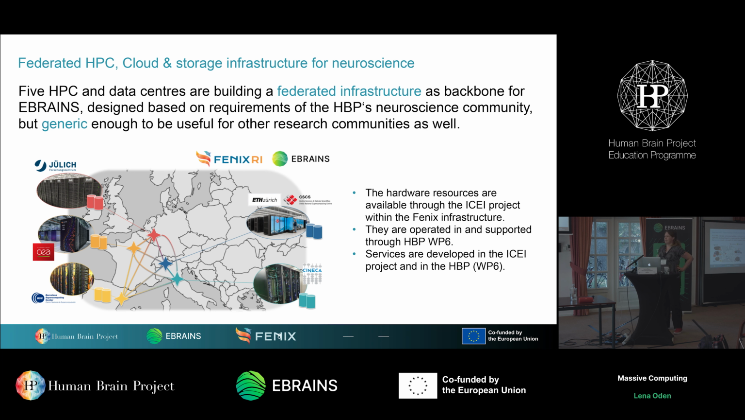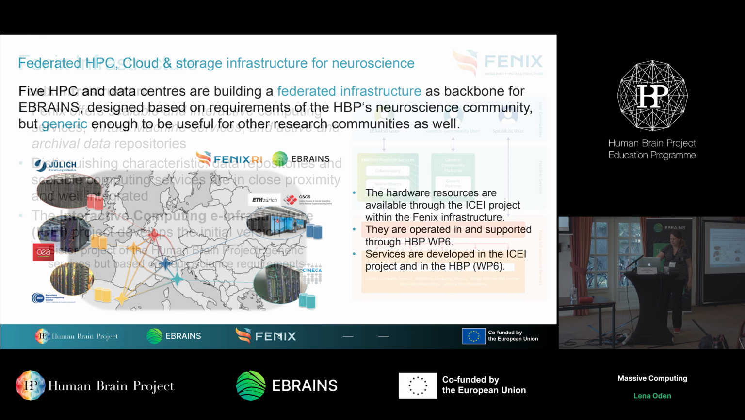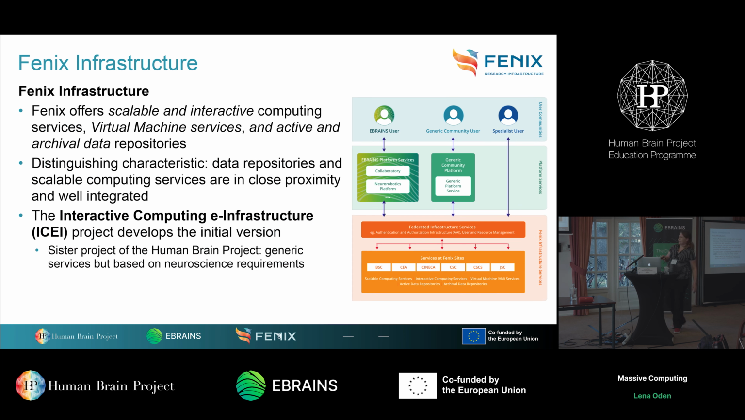What is ICEI? This is the infrastructure project. It's a child project of the Human Brain Project to provide basically this basic infrastructure. And we're in work package 6. We are basically making the infrastructure in between. I think my next picture helps a little bit to explain the differences between the two.